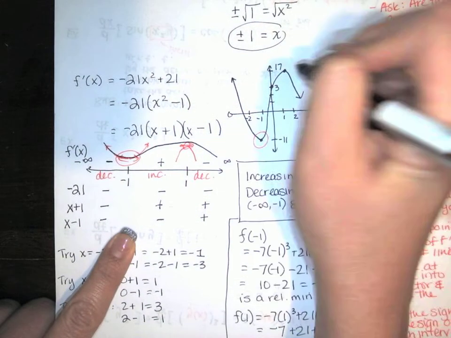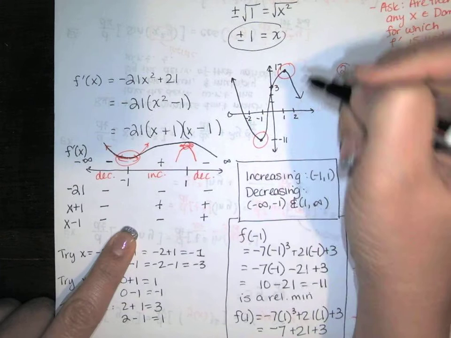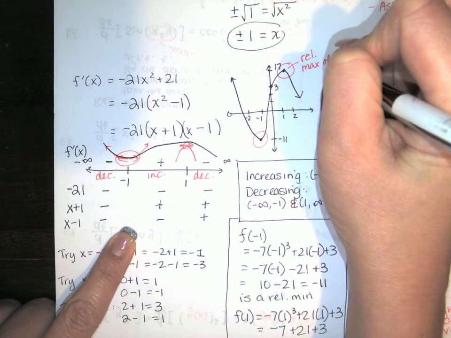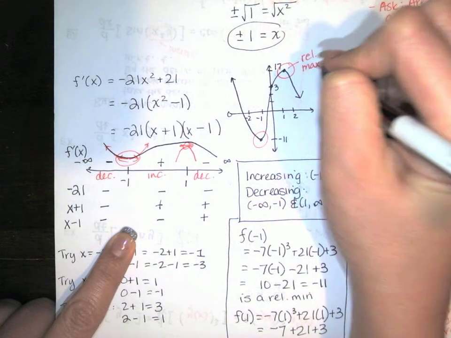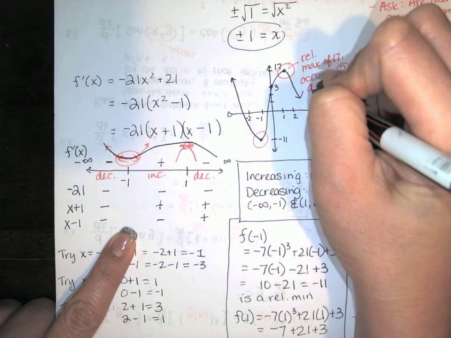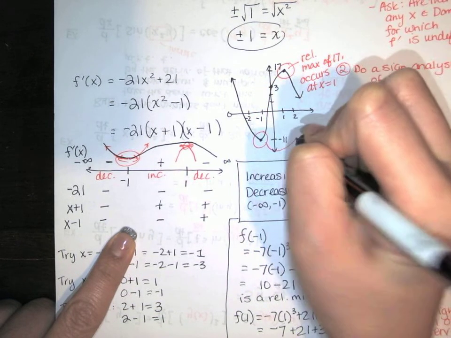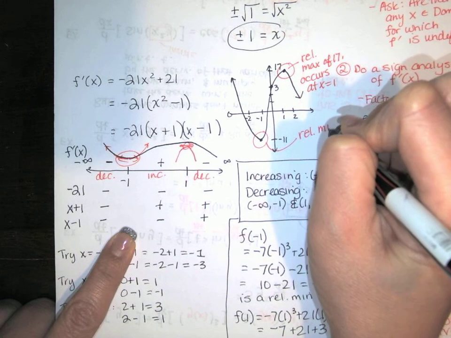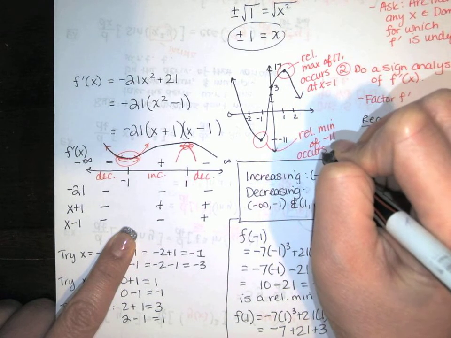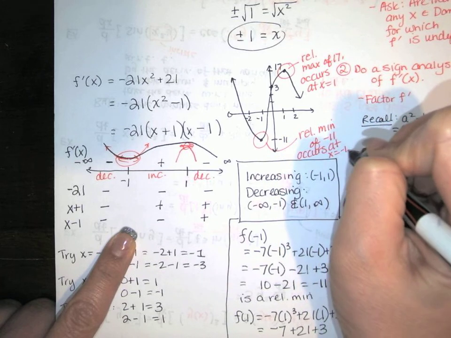So that's the first derivative test. So our relative max is right there. It's a relative max of 17, and it occurs at x equals 1. And this is a relative min of negative 11, and it occurs at x equals negative 1.